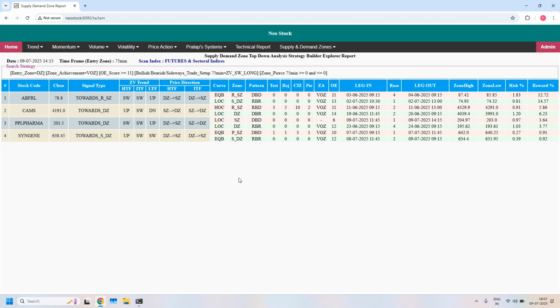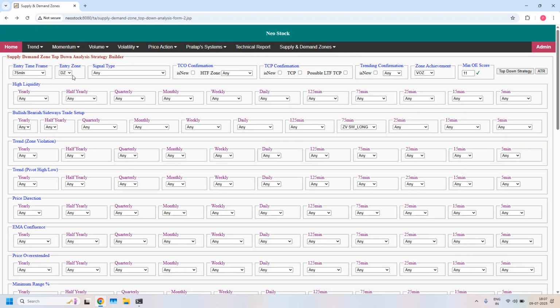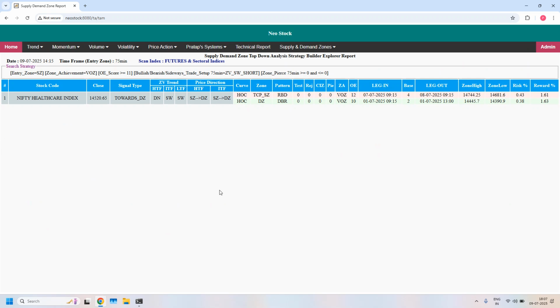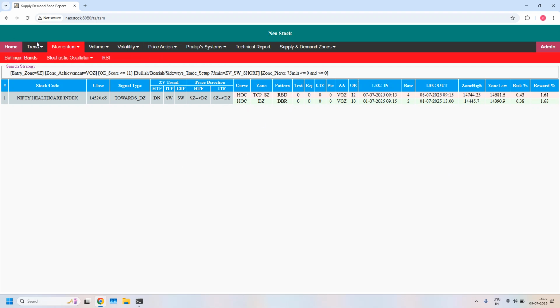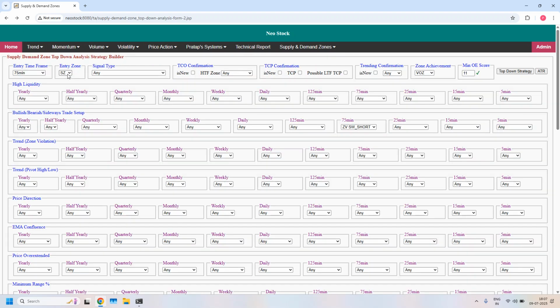Okay, next sideways short trade setup for weekly income trade. Changes are daily supply zone, and here sideways short. Let's filter. We got 1 stock, healthcare index. This is okay. Next report is a bullish trade setup for weekly income trade. The changes are 75 minutes demand zone, here bullish, and one more change, minimum order enhances score 12.